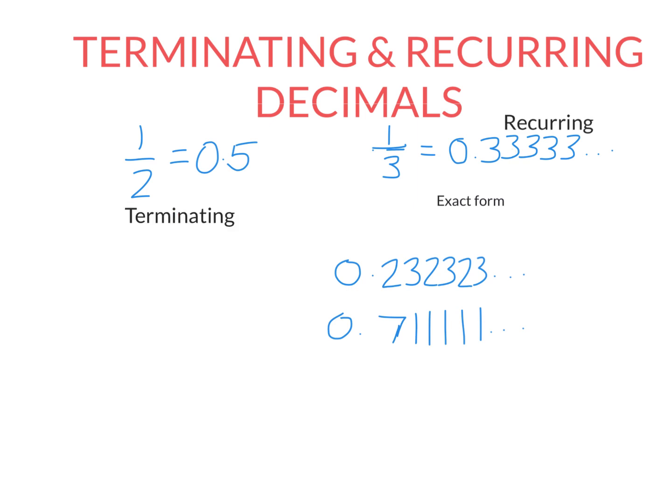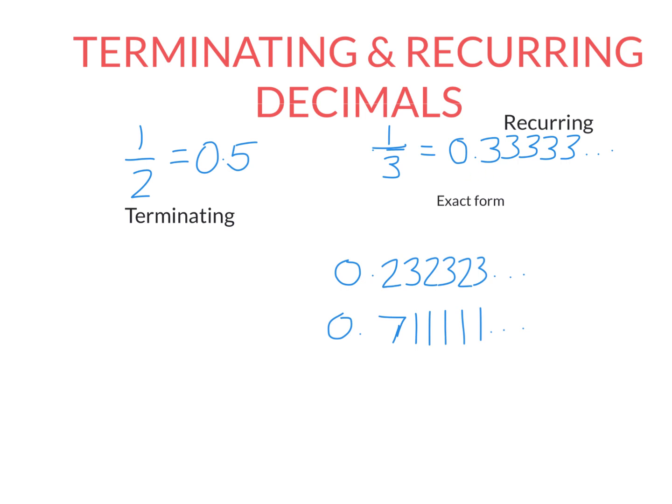So terminating means that the numbers after the decimal point eventually end. This one has only one digit after the decimal point and it ends. It stops. So that's called a terminating decimal. Whereas for a third, the numbers after the decimal point kept going forever and ever and ever. So that's what we call recurring. Recurring just means it keeps going in a pattern. So some decimals are terminating, some are recurring.